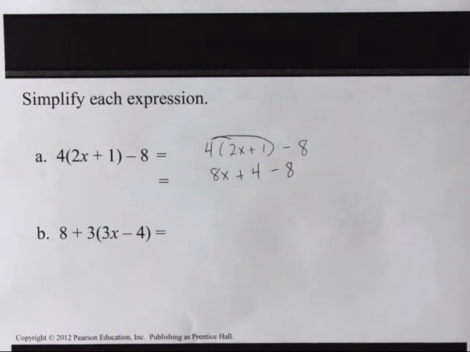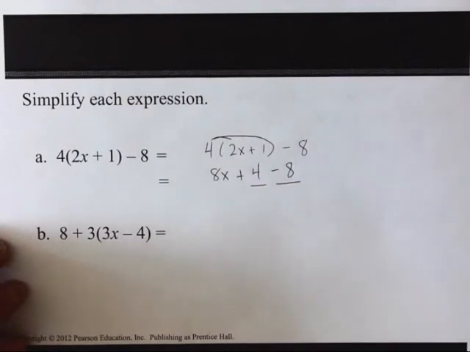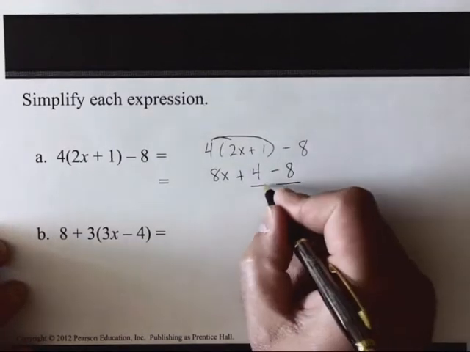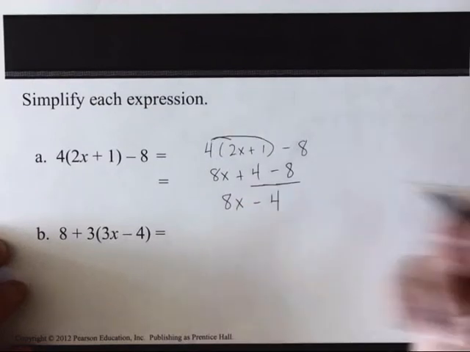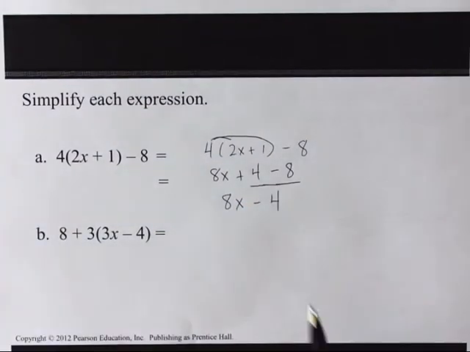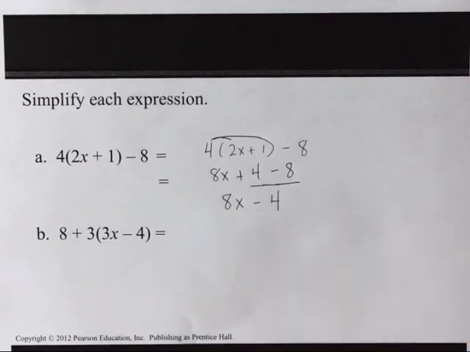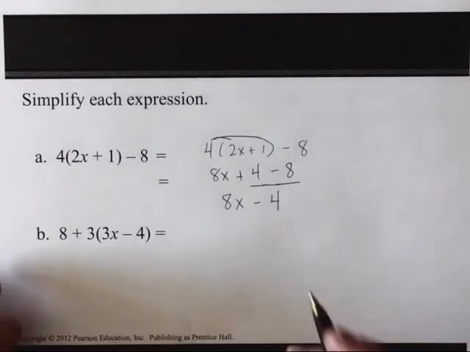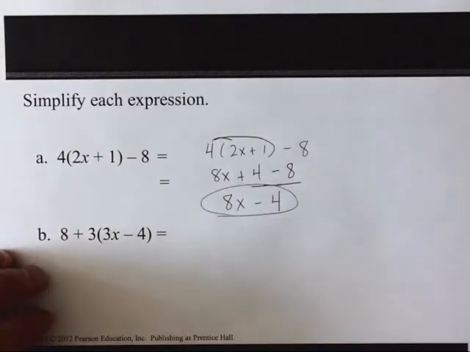So now try to combine like terms. 4 minus 8, these are both constants. Constants are like terms, so I combine those together. 4 minus 8 gives me negative 4. And then I go until I cannot simplify any further. Notice these are both unlike terms. One has an x and the other one doesn't, so I would have to stop at that point. So this would be the simplified answer.